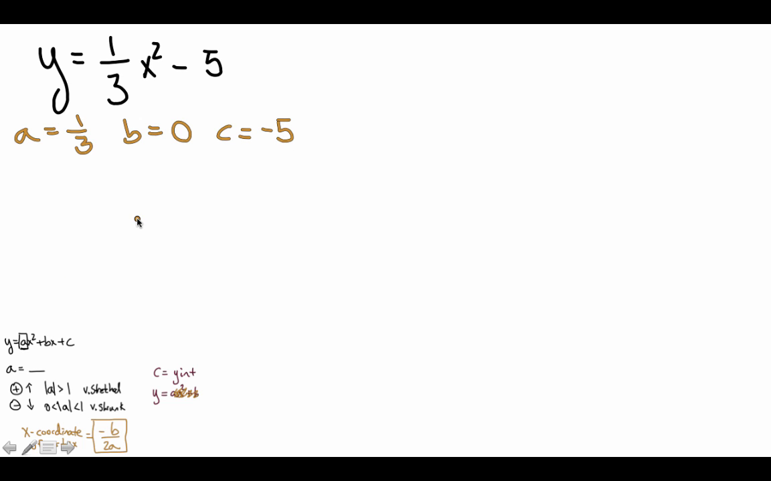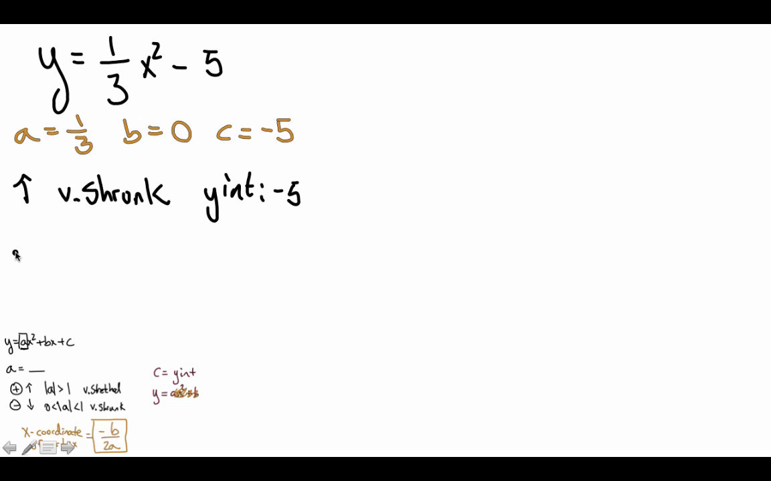Using those numbers, we just plug in like we have the whole time. If A is 1/3, then this parabola opens up and is vertically shrunk. It's going to look wide compared to y equals x squared. The y-intercept is equal to -5.